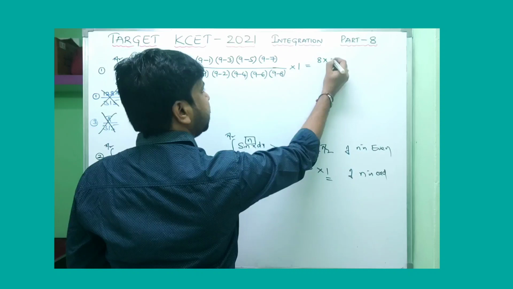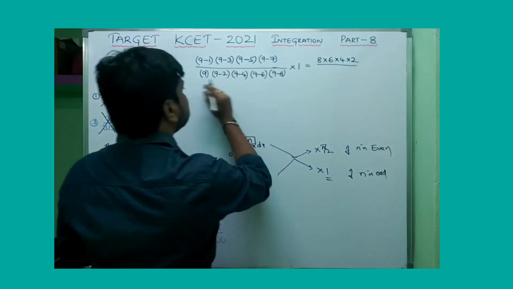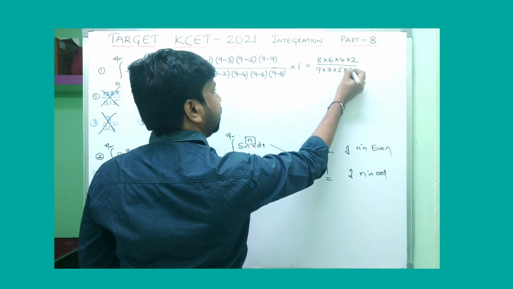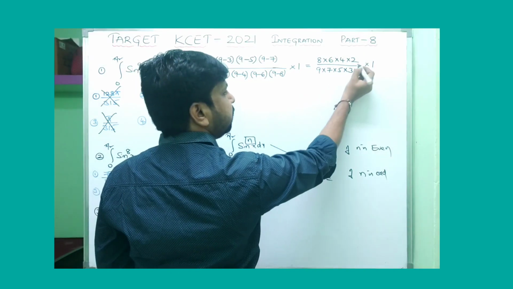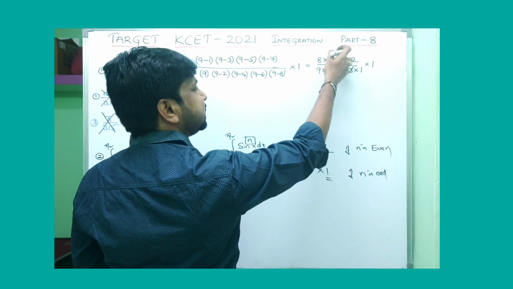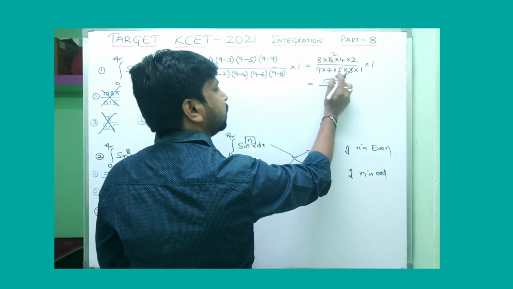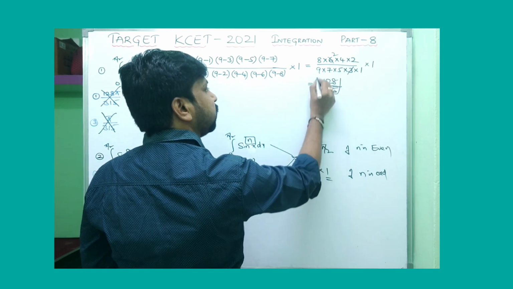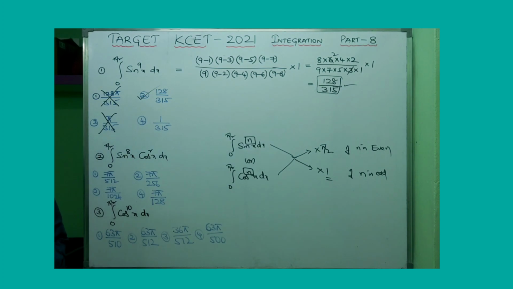The numerator is 8, 6, 4, 2 by the denominator 9, 7, 5, 3 into 1, of course. Then this can be written as: 3 and 2s are cancelled, 4 2s are 8, 8 2s are 16, 16 into 8 is 128, whole by 5 into 7 into 3, which is 315. So this is your answer, 128 by 315. The second option is the correct answer, friends.